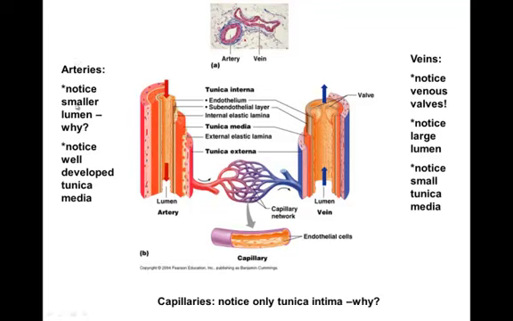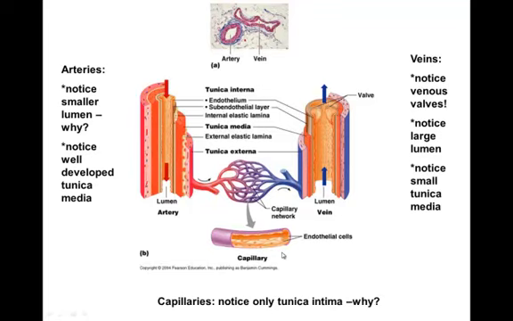In arteries, notice the smaller lumen. Notice the well-developed tunica media. Both of these things, a smaller lumen and a well-developed tunica media, will increase blood pressure. Both of those will increase blood pressure. Notice in capillaries that there's only a tunica intima. And the reason you have only a tunica intima is to enhance diffusion and filtration in the capillary beds.